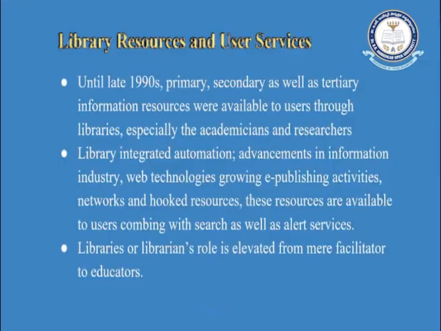Until the late 90s, the primary, secondary as well as tertiary information resources were available to users only through libraries, and researchers, academicians and students were solely dependent upon libraries to provide these resources to them. Then library integrated automation services, advancements in the information industry and web technologies, growing publishing activities and the emergence of networks and hooked services made these resources available to users, combined with search as well as alert services.